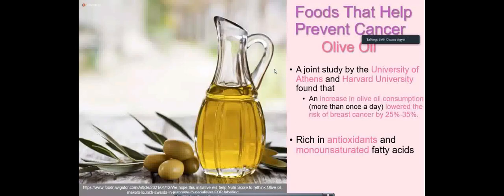We have olive oil. Now we use a lot of oil in our kitchen. It has been found from research that olive oil usually helps to lower the risk of breast cancer by 25% to 35%. Because it is rich in antioxidants and monounsaturated fatty acids, it is a good substitute for all the other oils that will give us trouble. So please let us remember this always, that olive oil contains everything we need to help our bodies fight against cancer or the development of cancerous cells.